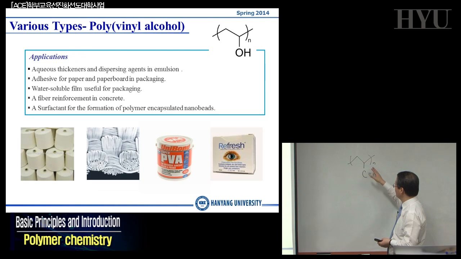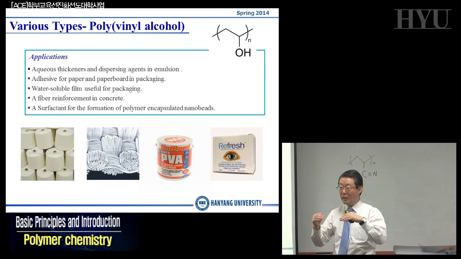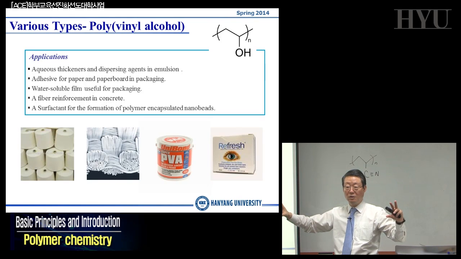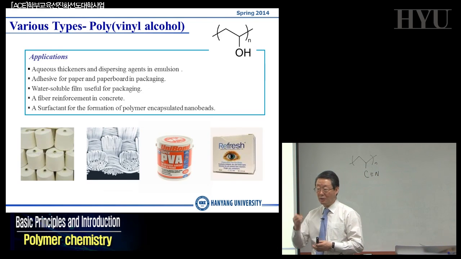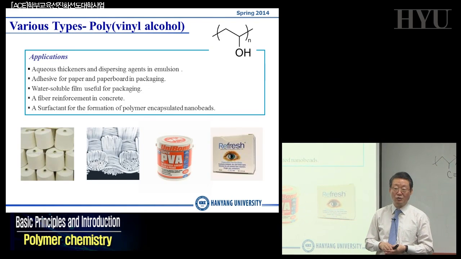Because of the repeating units, the CN group is repeating every other carbon, right? So the CN groups get together and form hexagonal rings, and those rings have dipole-dipole moments, CN, and it becomes a very strong material. It becomes a crystalline material, in fact. And 100% polyacrylonitrile is very difficult to dissolve in organic solvent, and it's very difficult to make it into fiber form.